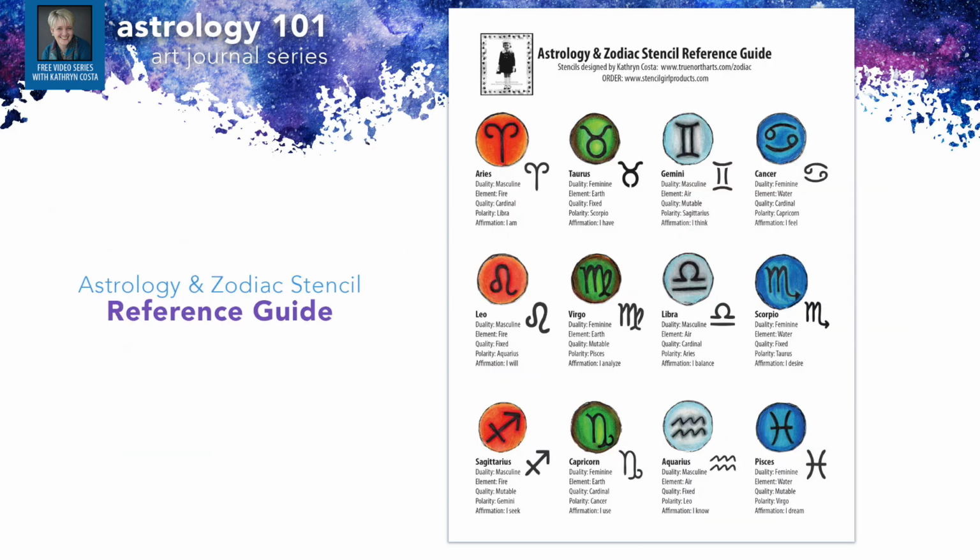Now, in the description below, you will find a link to this stencil reference guide. And you can see that I've color-coded each of the signs, and we can see that pattern of fire, earth, air, and water. So let's take a closer look at each of these elements, starting with the element of fire.